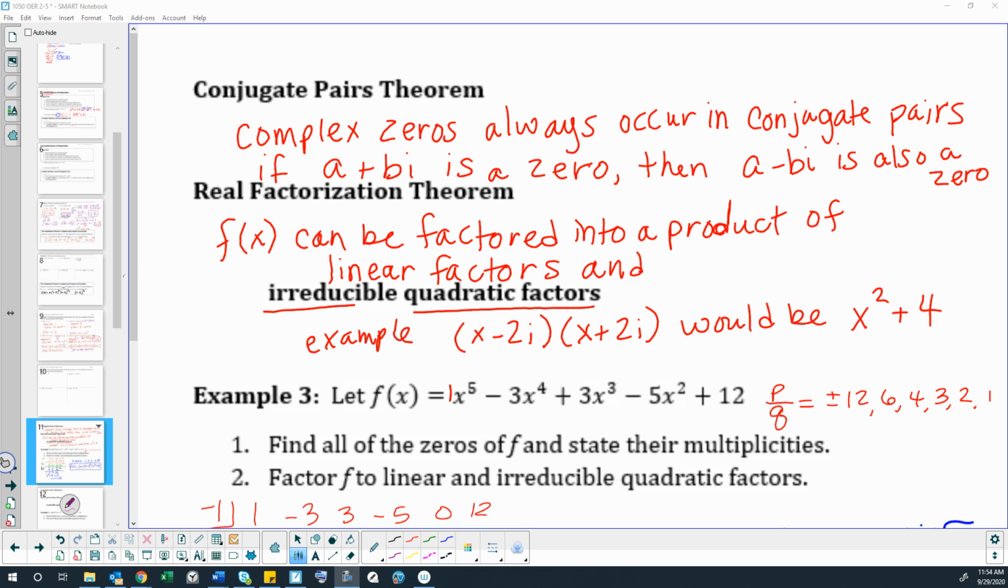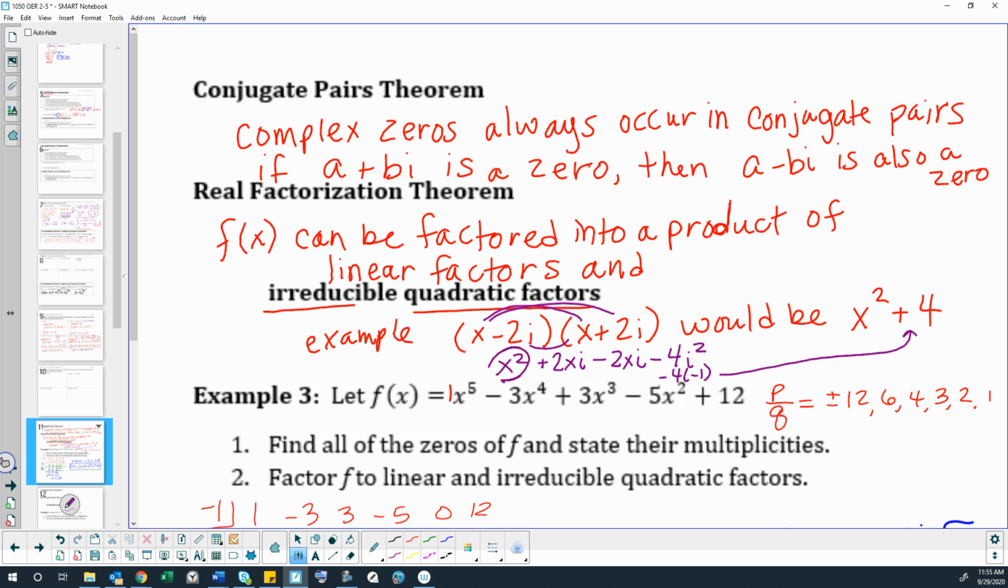Do you want to test it out? Do you want to see if it's true if you multiply together? Should we just do that really fast? X times x is x squared. X times 2i is 2xi. And then negative 2i times x would be negative 2xi. And then negative 2i times positive 2i would be negative 4i squared. But i squared is the same thing as negative 1, and negative 4 times negative 1 is positive 4.